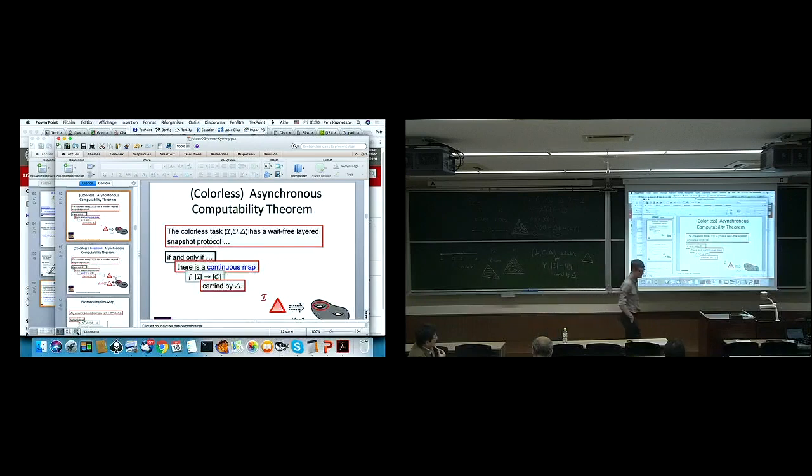What happens if you consider non-terminating tasks, some kind of standard non-terminating protocols? Is it possible to characterize something using topological frameworks? But when you say non-terminating, you have in mind something like long-lived, or what does non-terminating mean here? I don't mean long-lived tasks. For example, something like, let's say, stabilizing consensus.